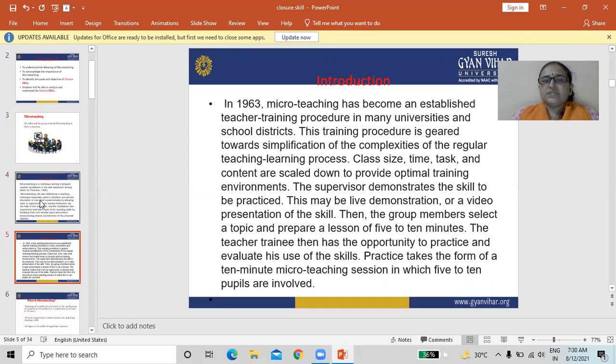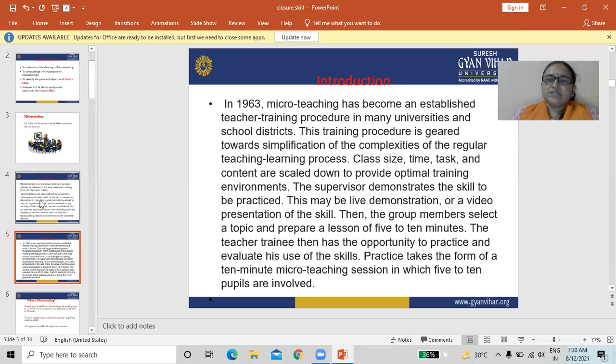In 1963, micro teaching has become an established teacher training procedure in many university and school districts. This training procedure is geared toward simplifications of the complexities of regular teaching learning process.